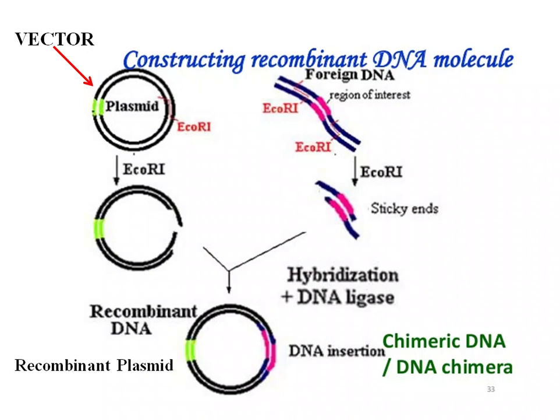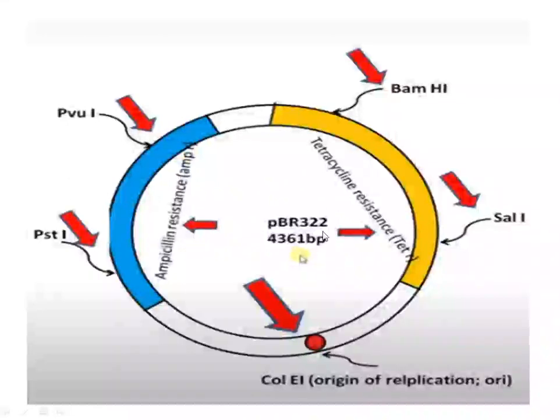Plasmid is a circular double-stranded DNA molecule found inside the bacteria. This pBR322 is the first genetically engineered plasmid and is very widely used in recombinant DNA technology. It has an origin of replication. It has 12 unique restriction sites. Some of them are shown here. And it has two selectable markers, ampicillin and tetracycline resistance genes. So cloning vectors should have an origin of replication, multiple cloning site and selectable markers. The role of these selectable markers will be discussed later.